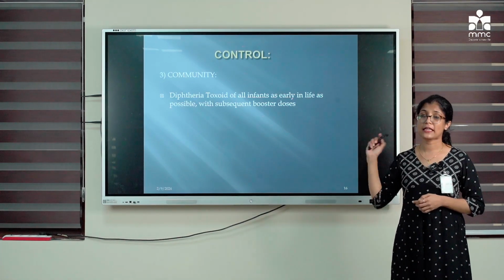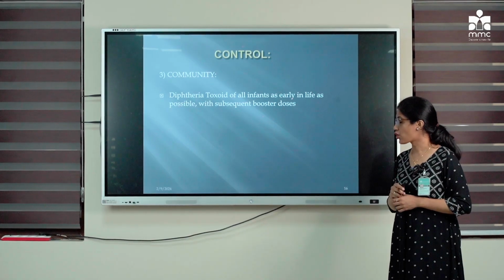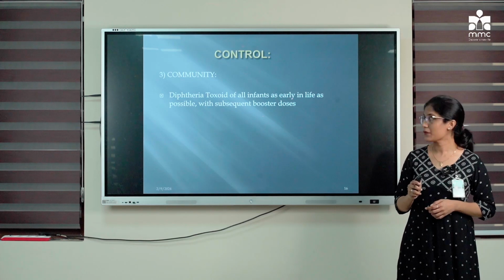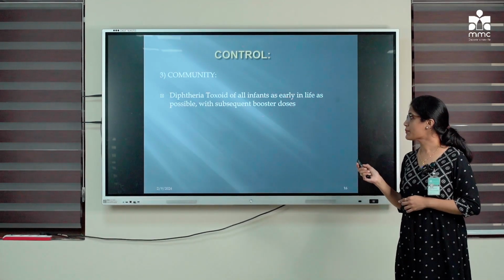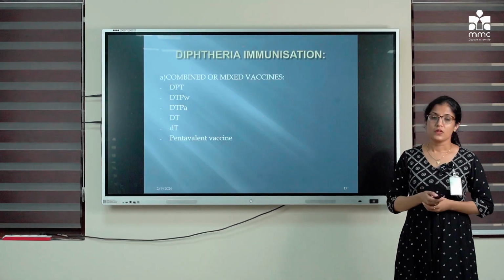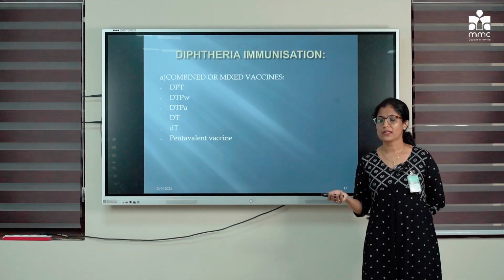Now the community, even though it has been kept to the last, it is the most important. You have to give diphtheria toxoid to all the infants, follow the immunization schedule of the country, and it should be given as early in life as possible with subsequent booster doses. So the mainstay of prevention obviously is the vaccines of diphtheria.